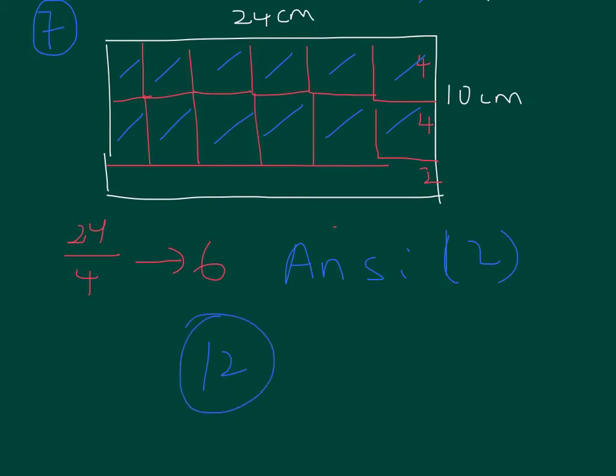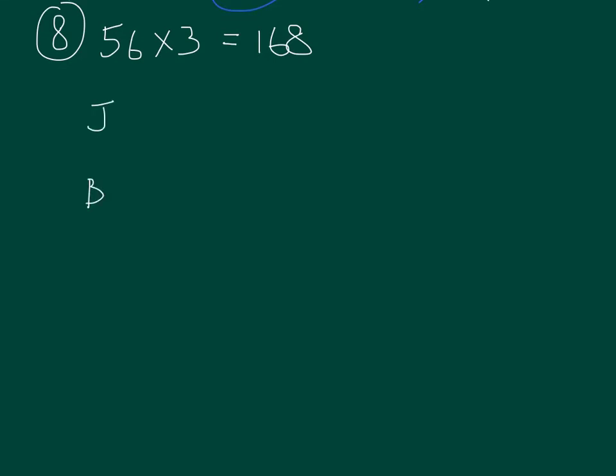Okay, now we move on to question 8. The average mass of John, Ben and Cynthia is 56. So their total weight will be 56 times 3 equals 168. If John is 16 kg heavier than Ben and Cynthia is 4 kg lighter than Ben, what is Cynthia's mass? So we have 3 people, John, Ben, Cynthia.